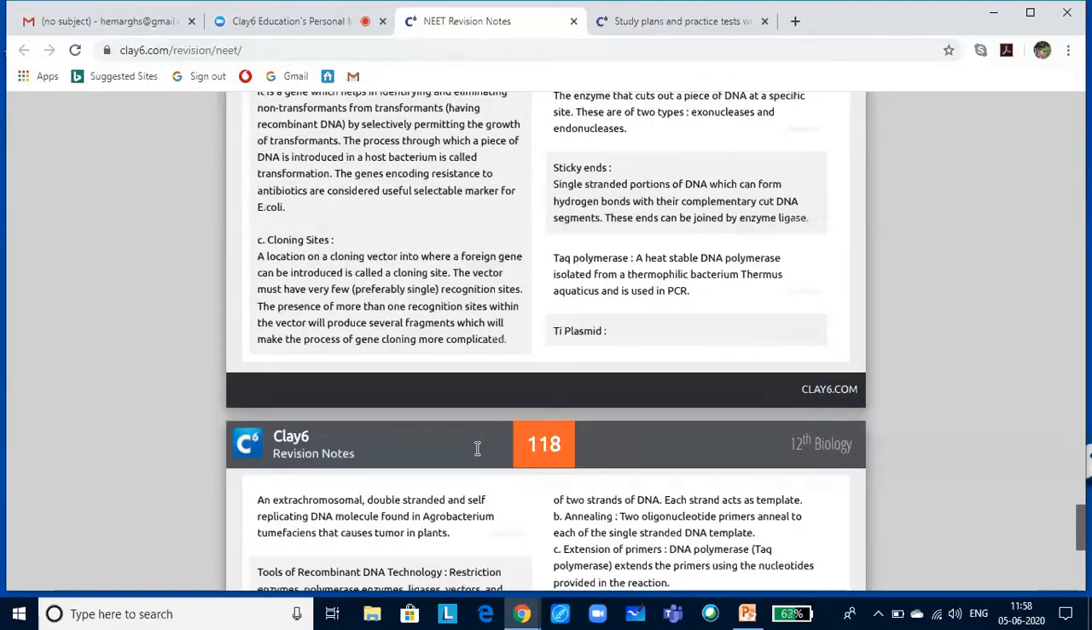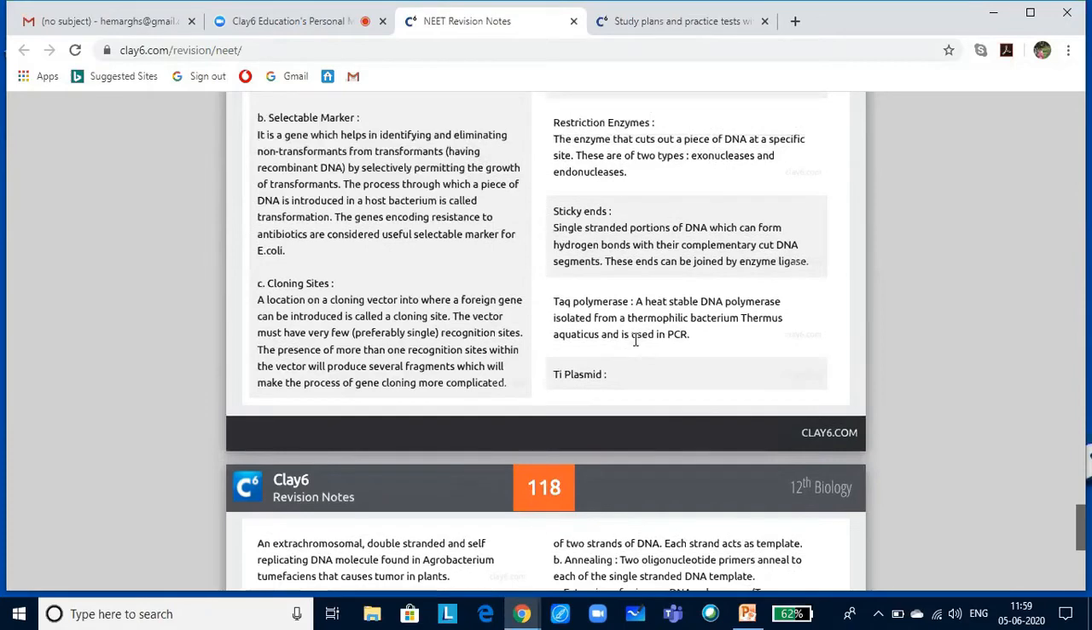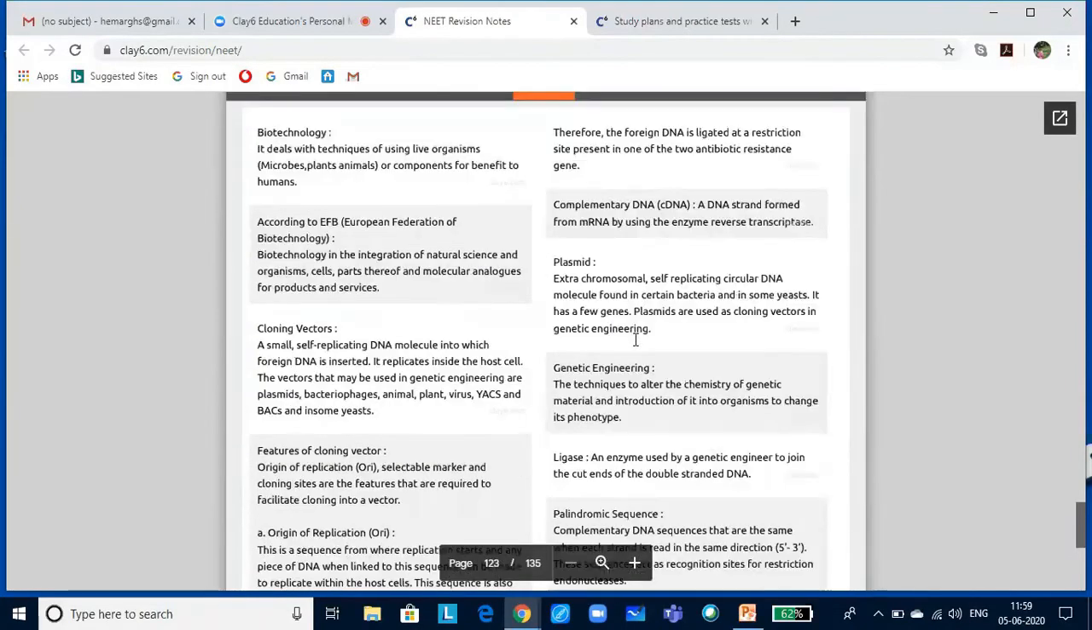Next is the cloning site. A location on a cloning vector into which a foreign gene can be introduced is called a cloning site. The vector must have very few recognition sites. Presence of more than one recognition site within the vector will produce several fragments, which will make the process of gene cloning more complicated. Therefore, foreign DNA is ligated at the restriction site present in one of the two antibiotic resistance genes. So this is about the characteristics of a cloning vector.